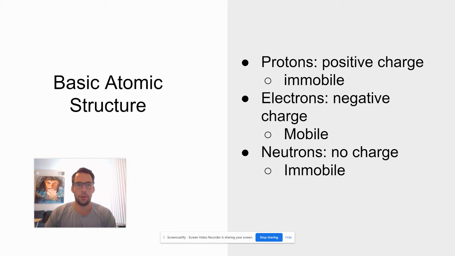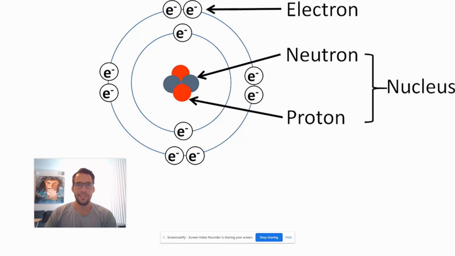So the first thing we have to understand is the basic structure of the atom, the protons, electrons, and neutrons. The important thing here is that the protons and the neutrons are immobile. They can't go anywhere. Electrons are mobile, and that's what's going to lead to these differences in charges. Protons are obviously positively charged and electrons are negatively charged. Here's a basic structure of an atom, just as a little refresher. The electrons are floating about on the outside, and the neutrons and protons are located inside the nucleus.